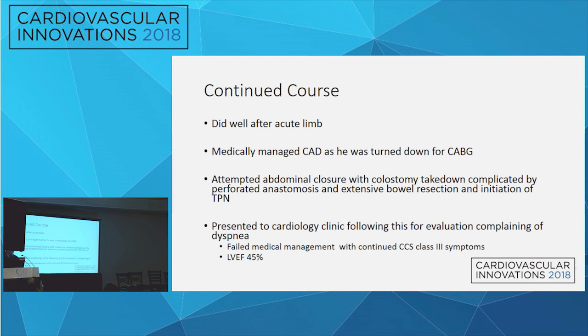He actually underwent attempted closure of his abdomen and reanastomosis of his colon, which was complicated by a perforated anastomosis and extensive bowel resection, and he was on TPN. So he came to see me after he had been on multiple antianginals and was not doing too well. He couldn't walk to his mailbox without getting really short of breath, and had an EF of 45% with an inferior wall motion abnormality.